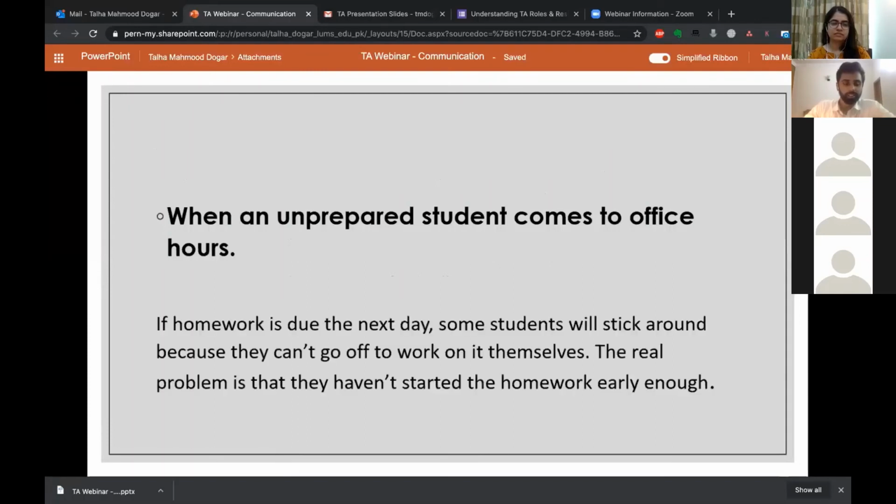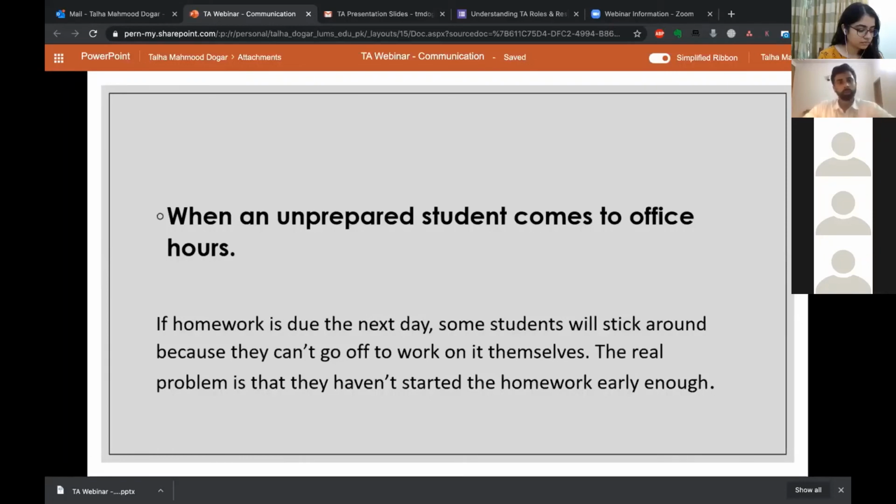Another quite frequent situation that you might find yourself in is when students come to office hours unprepared. Again, the best way to deal with this situation is to empathize with the student. Don't empathize with them being unprepared. Empathize with the factors that led them to being unprepared. Most people, believe it or not, aren't doing it habitually.